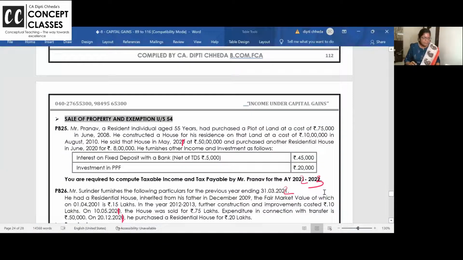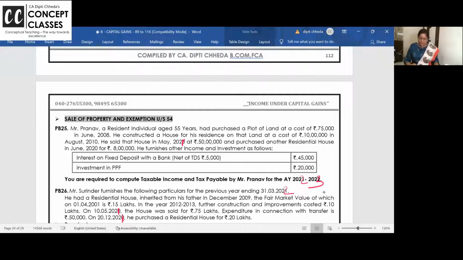Read the problem with me. Pranama, resident of 55 years, has purchased a plot of land at the cost of 75,000 in June 2008. He constructed a house on the land at a cost of 10 lakh and he sold the house in May 21 for 50 lakhs and purchased another house. Now see, land and building both is sold, but this time sale consideration is not given separately.